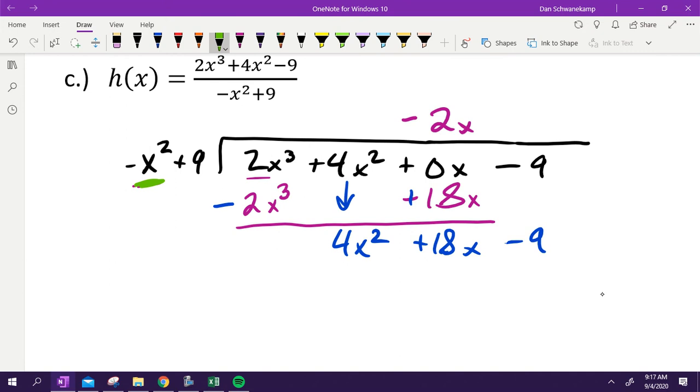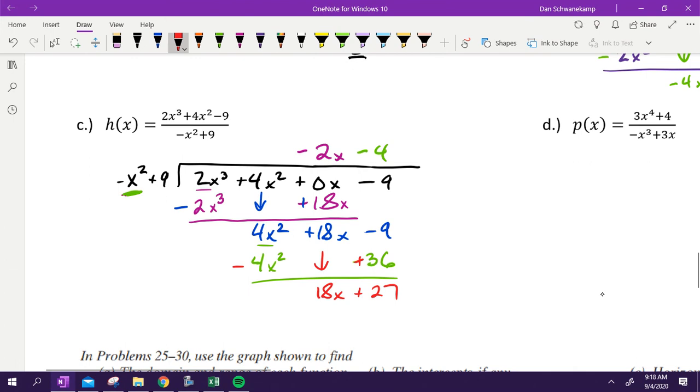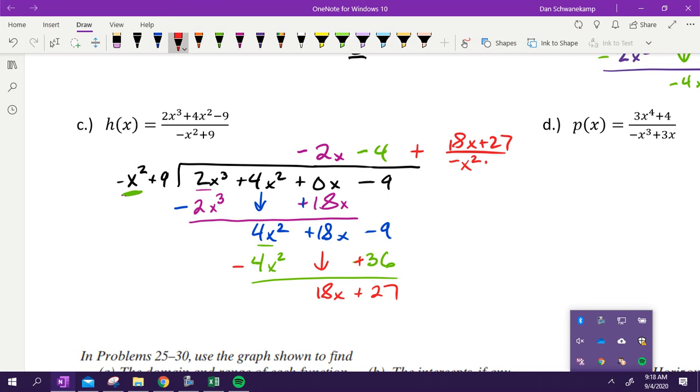Kara, what do you have to multiply negative x squared by to get 4x squared? Negative 4. Then we multiply it down. What'd you get when you multiplied it down? And 36, good. Yeah, negative 36. It gets weird when you change your signs. You're good. And then Herman, what do I got to do next? Got to subtract. Got to change those signs. And so the 4x squareds cancel. The 18x comes down. And that is 27. How many times is negative x squared? What do I multiply negative x squared by to get 18x? Nothing. That's my remainder. So my answer is negative 2x minus 4 plus 18x plus 27 all over negative x squared plus 9.